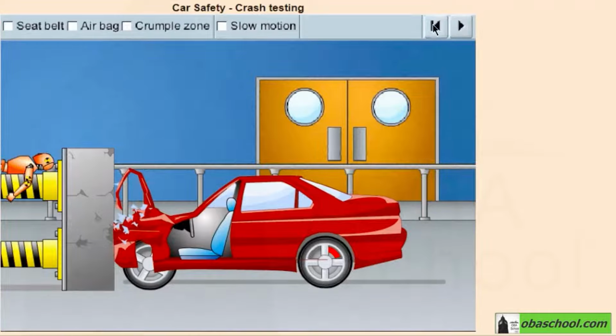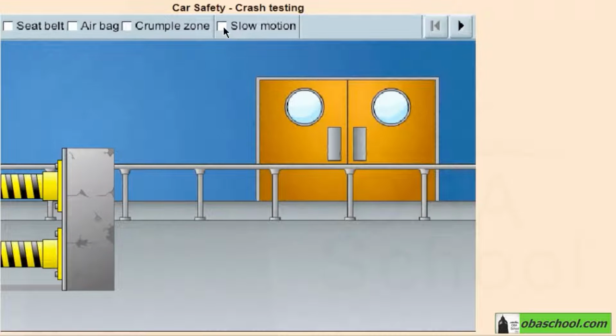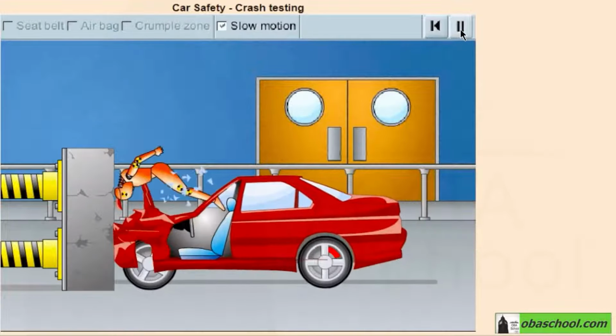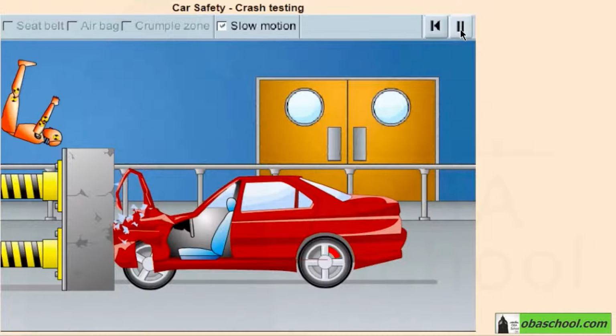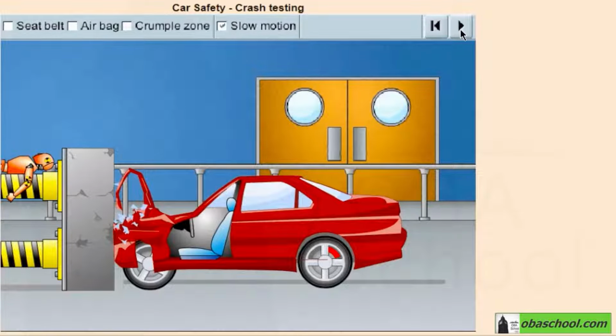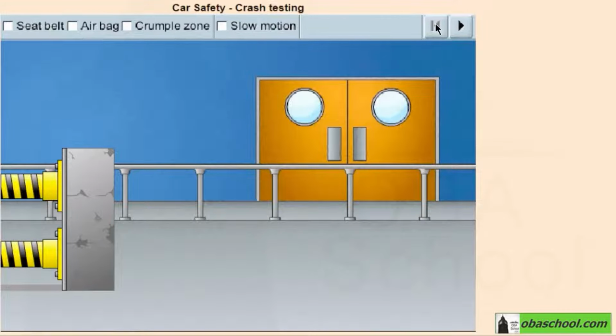Now let's repeat the experiment with a slow motion. What happens to the dummy driver? Yes, it is thrown out of the car through the windscreen. Now let's deselect slow motion and click reset for the next test.